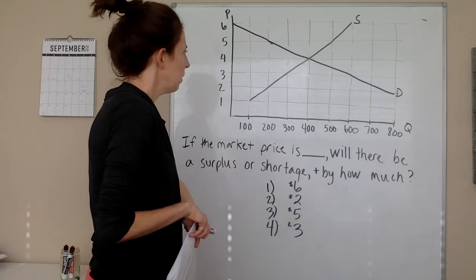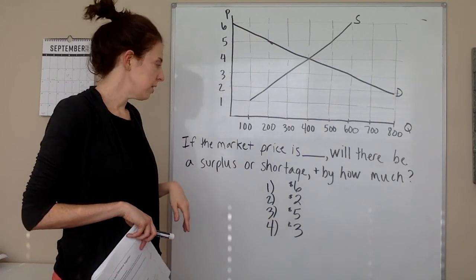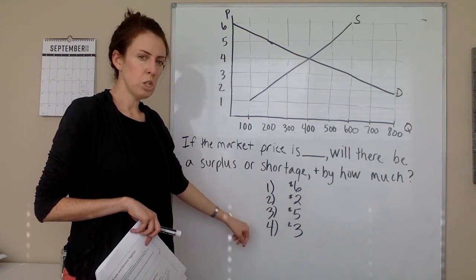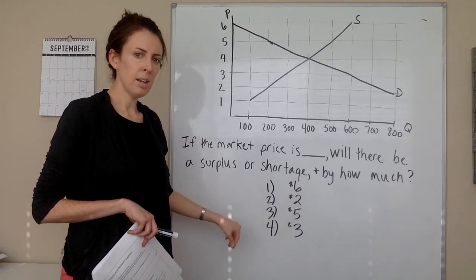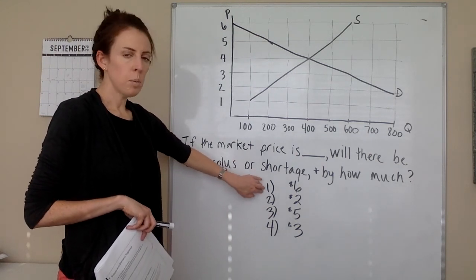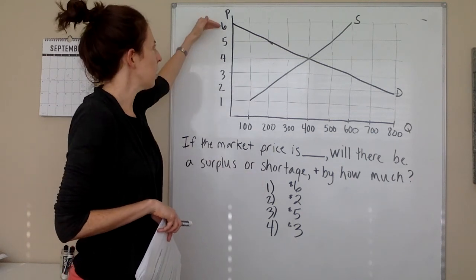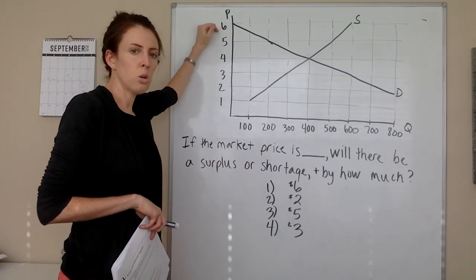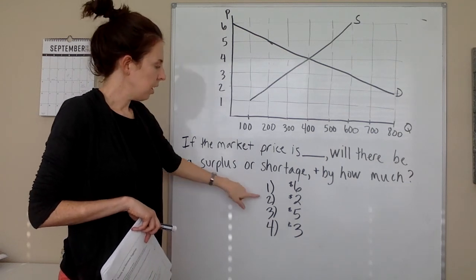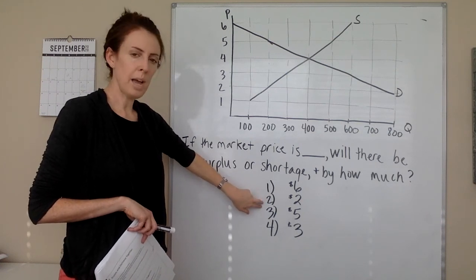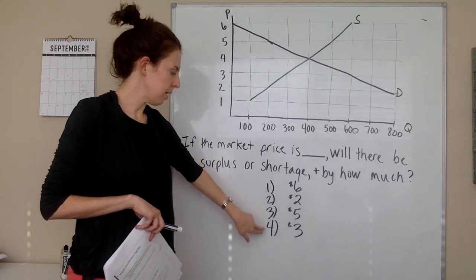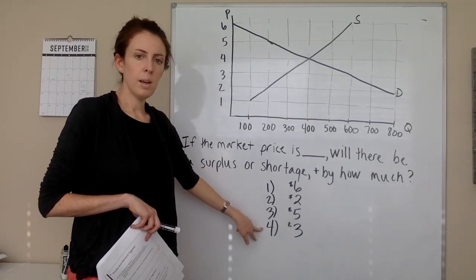and so forth. Okay, what I would like you to do is think about, for given prices, whether there would be a shortage in the market or a surplus in the market, and how much of a shortage or surplus. So question number 1 is, if the market price was $6, so if this is the market price, then would that result in a shortage or a surplus? And how much of a shortage or how much of a surplus? For question 2, shortage or surplus, and by how much for a price of $2? Do the same thing for a price of $5, and the same thing for a price of $3.